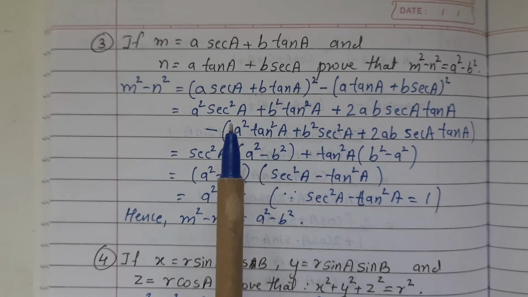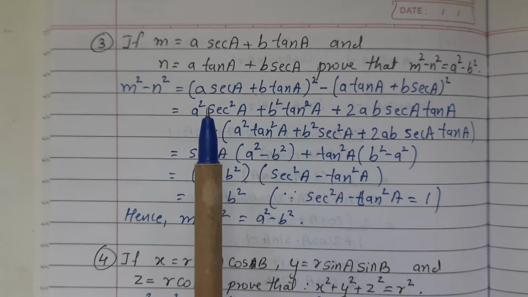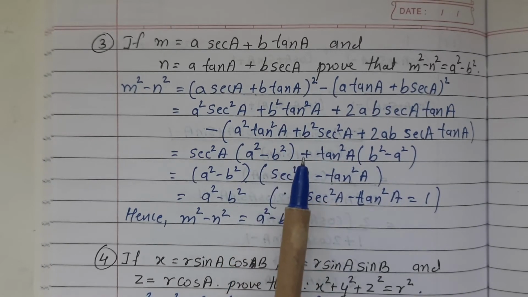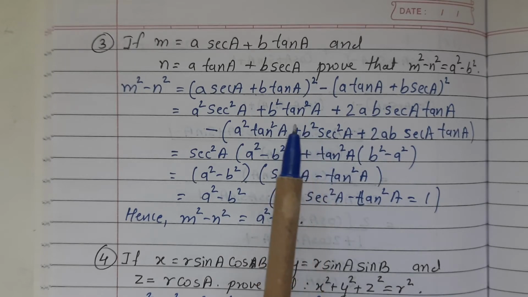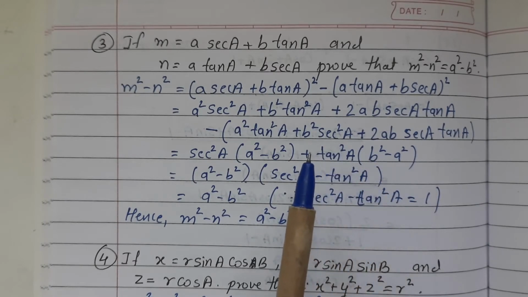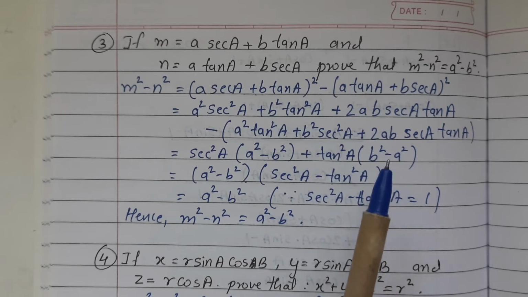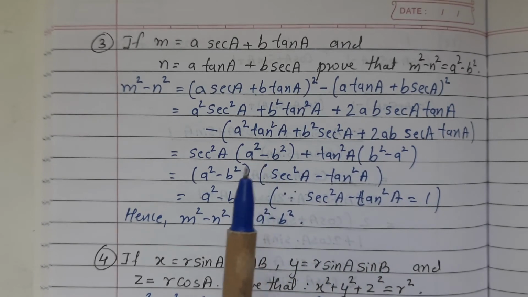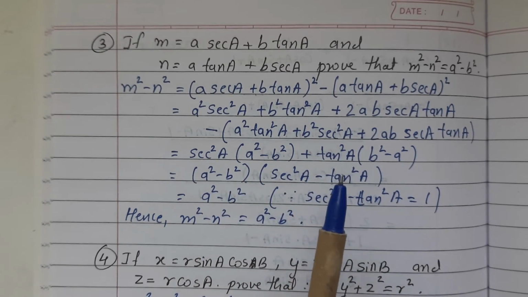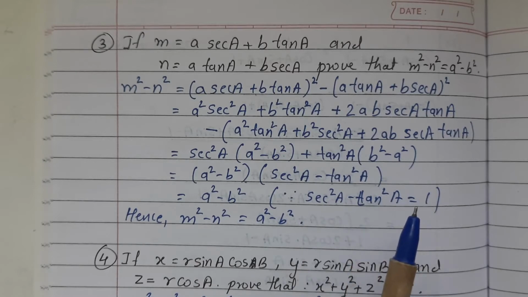Now here sec square A is common, so a square minus b square, plus here tan square A is common, b square minus a square. Taking minus sign common, minus tan square A into a square minus b square. Now in these two, a square minus b square is common, so (a square minus b square) into (sec square A minus tan square A). Sec square A minus tan square A is 1, so equal to a square minus b square into 1. Hence m square minus n square is equal to a square minus b square.